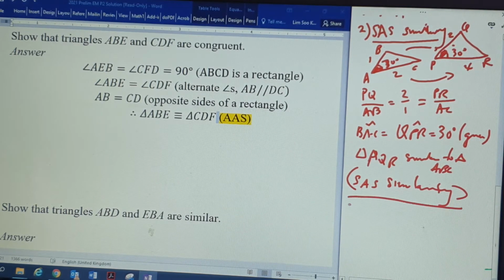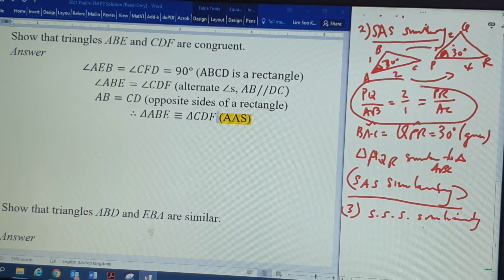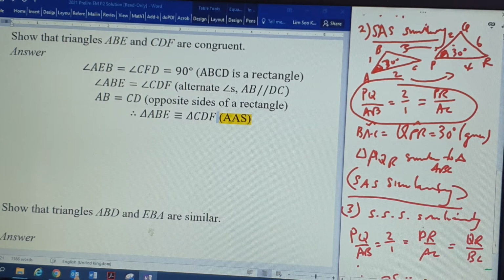Now the third one very seldom comes out. It's what we call SSS similarity. What does it mean? It's something like this, but now you also happen to know the last length. So let's say you know that this is 3 and then this is 6. Then you just include it. Meaning to say PQ over AB is 2 over 1. Then you find that PR over AC is also 2 over 1, and QR over BC is also 2 over 1. Then you just say SSS similarity. So that's how you do it.